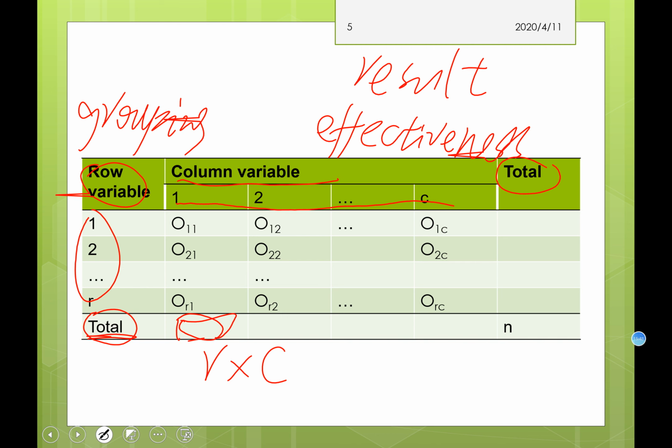Here this number should be the column total, because this number is the summation of the first column, the summation of all the numbers listed in the first column. So this is the column total for the first column. And here this is the same, the summation of all the numbers listed in the second column. So this is the column total. And here this number is the row total, and it should be the summation of all the numbers in this row, the first row.